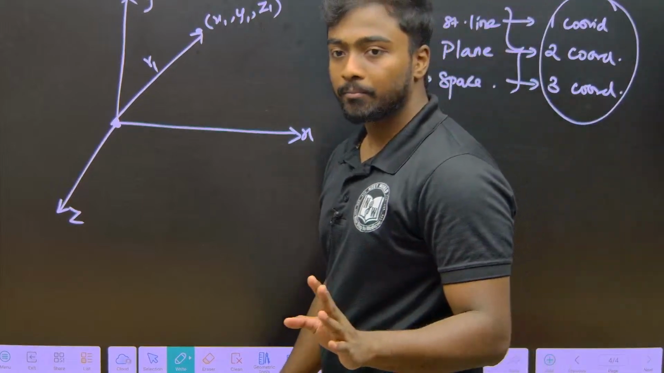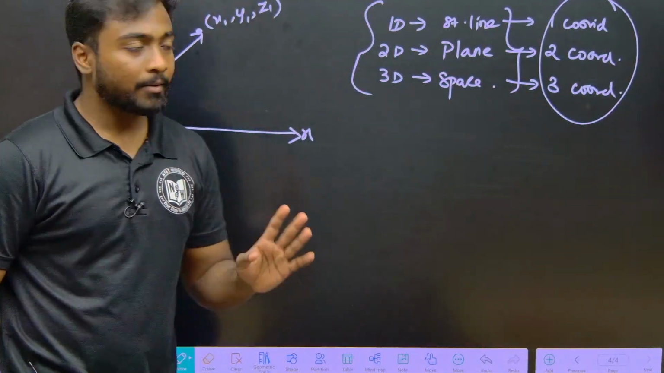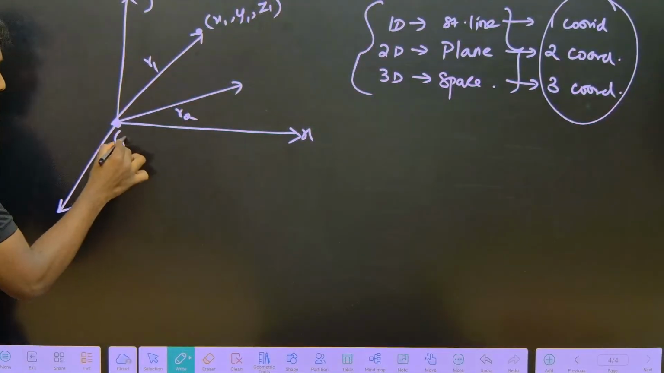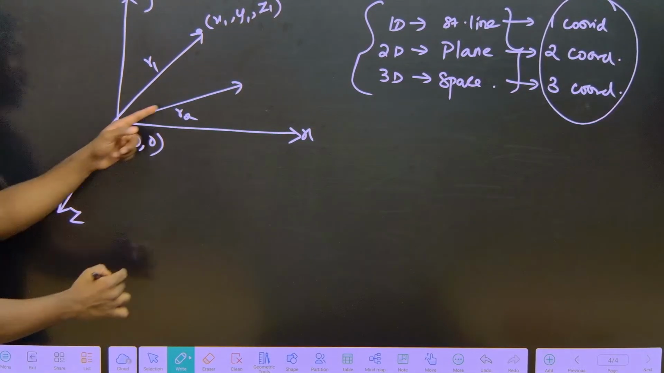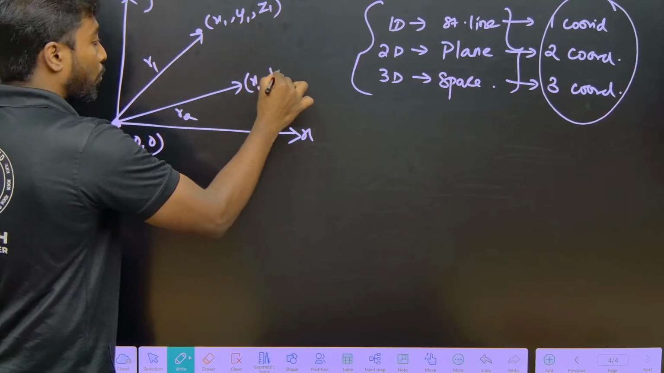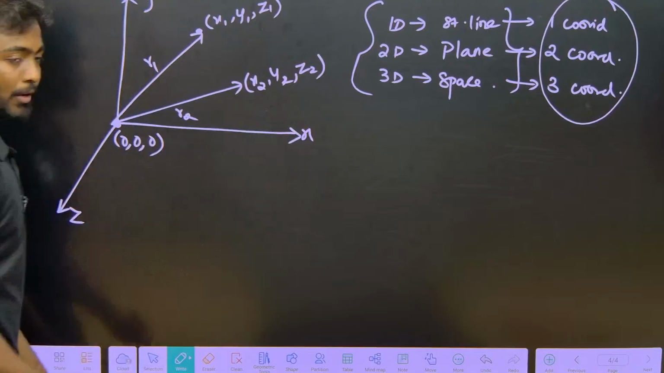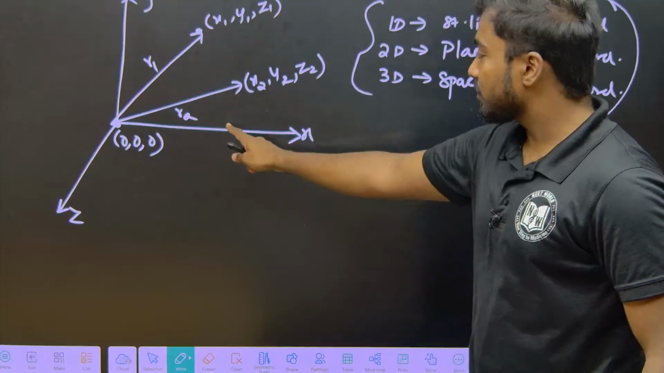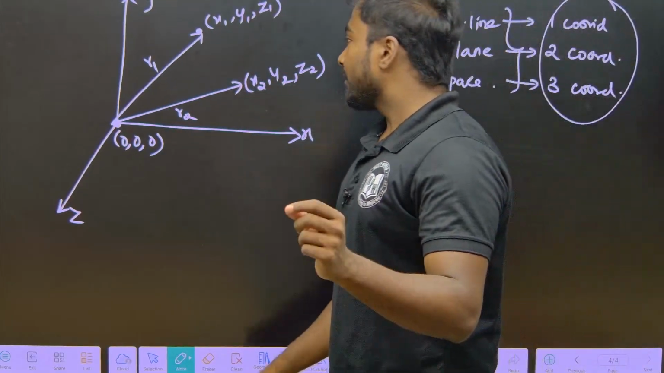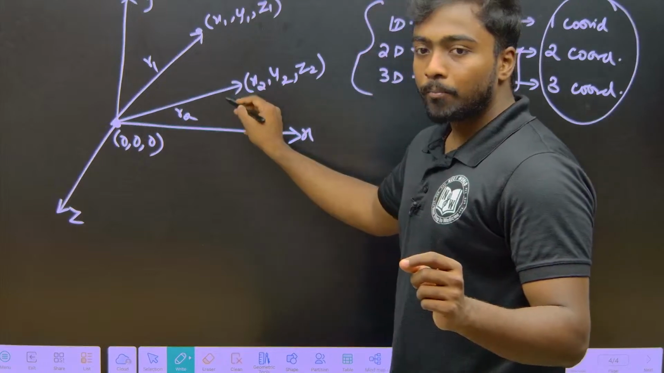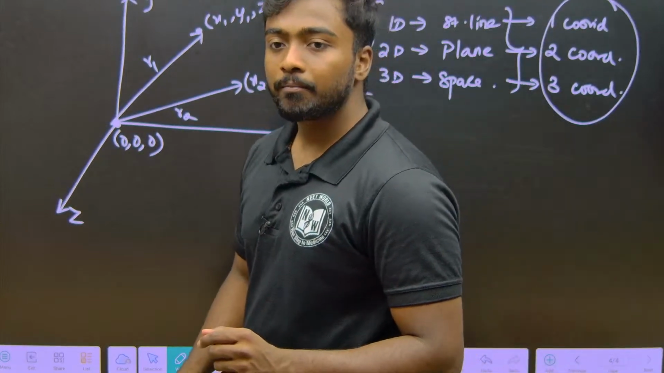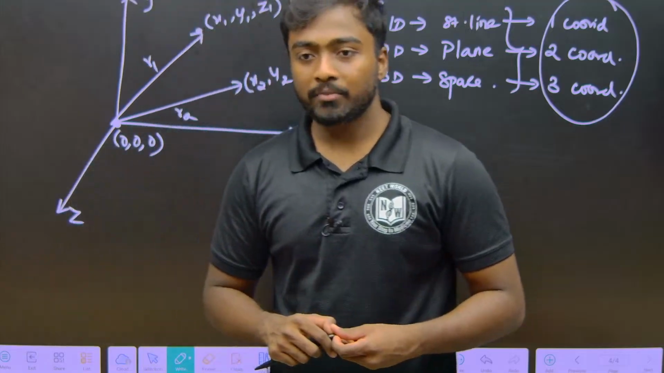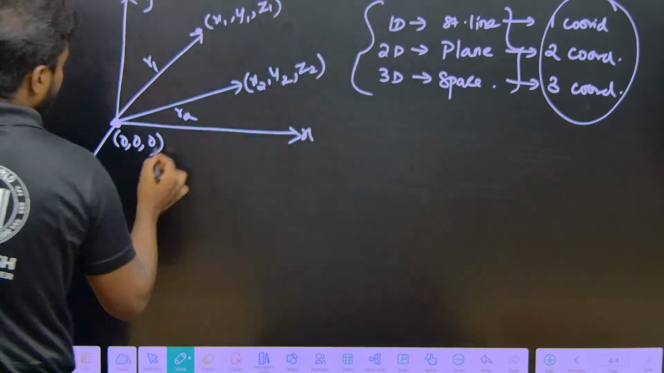Displacement, position, velocity. So I will name it as r1. Here I will take one more position of the object, that is r2, with coordinates x2, y2, z2. This is 0, 0, 0 which is the origin. I have taken two positions: the first position is r1, the second position is r2. If I go from r1 to r2, the position changes. It means some displacement happened.